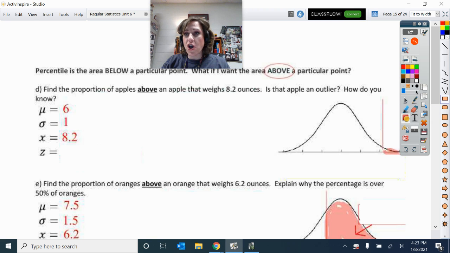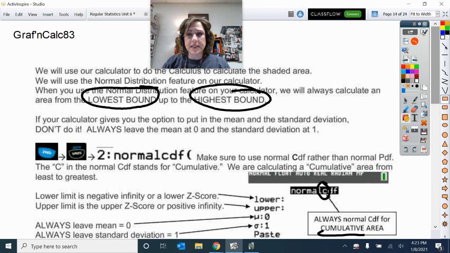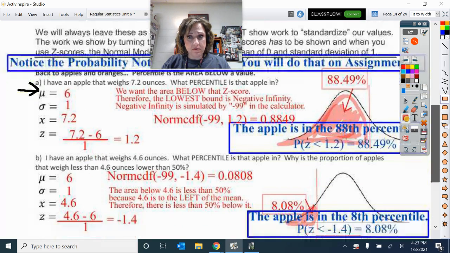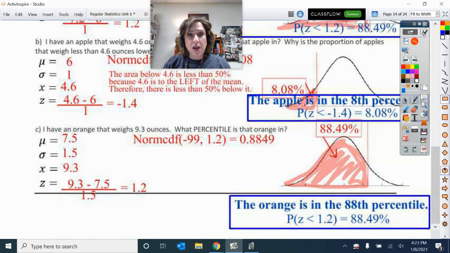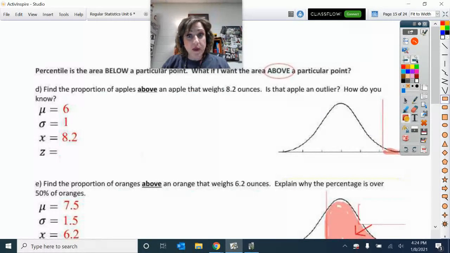All right, we have just talked about finding percentages and percentiles for the area below a particular z-score, making sure that we can write the probability notation and use our calculator to find that percent. Well, now we're going to look at different areas: the area above a particular point as opposed to the area below.